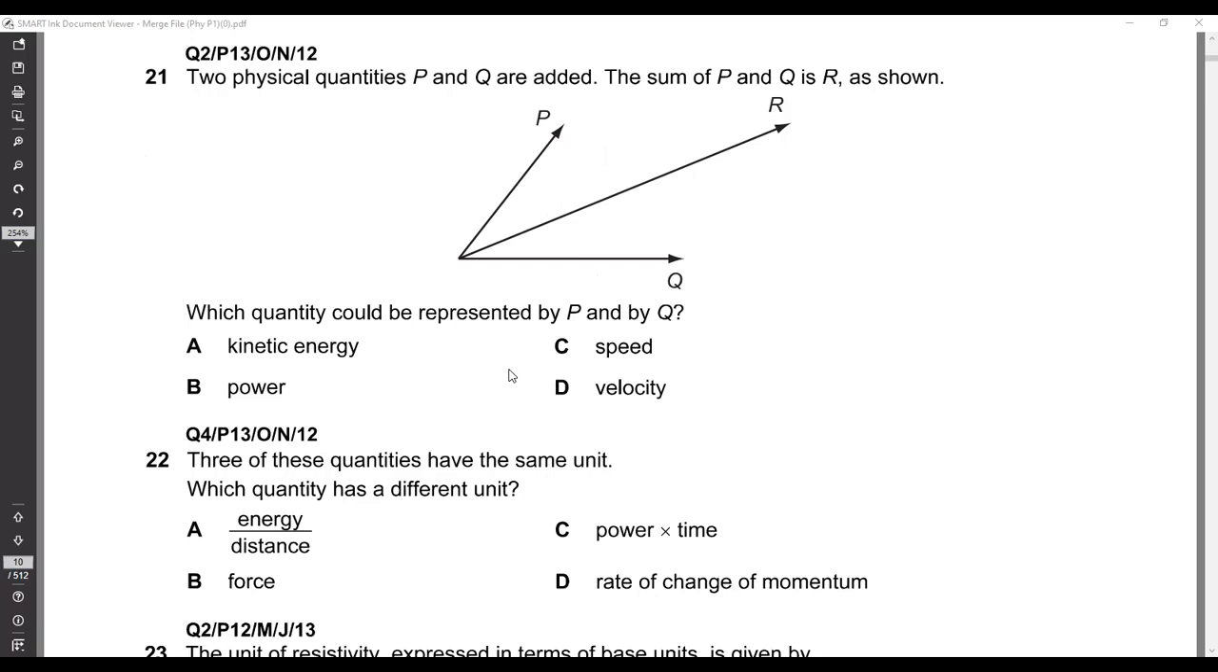Okay, that's a very interesting one. And it's easy, but like just question 21.